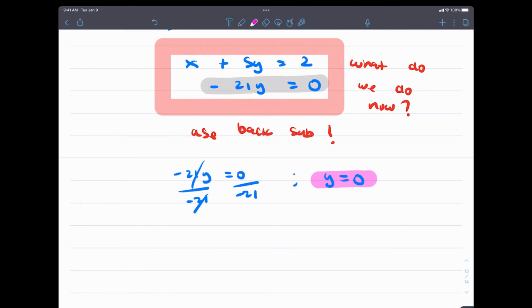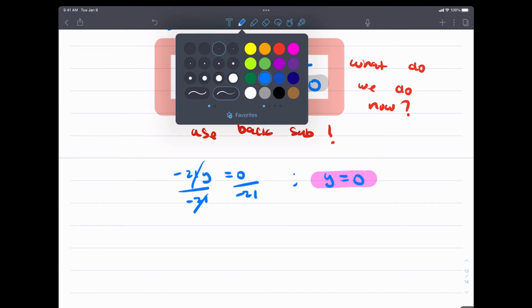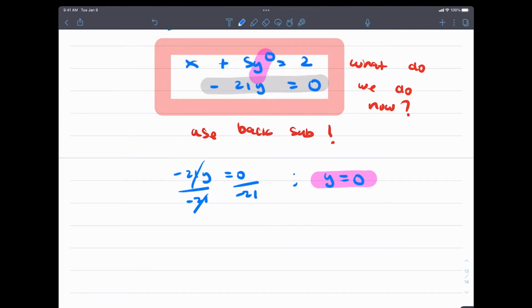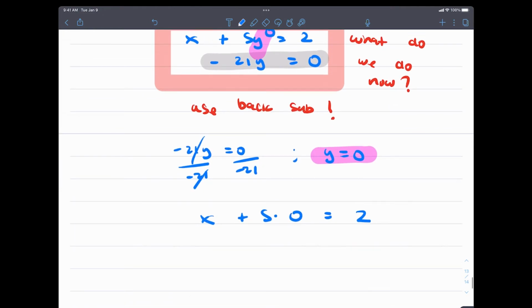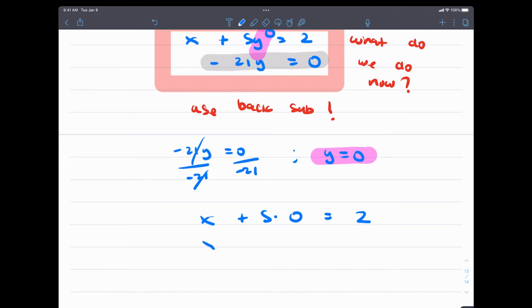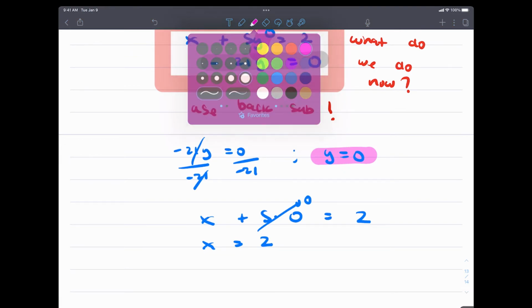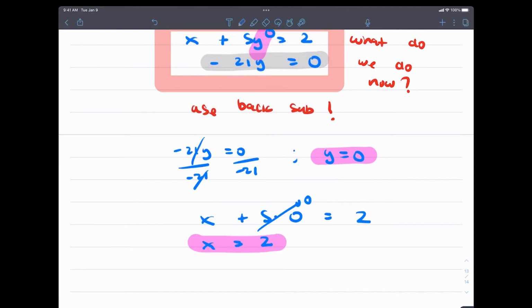What do I do with that y? I plug it back into the first equation. So that's x plus 5 times 0, and that'll equal 2. And you know what that means? Because this portion is 0, that means x is what? X is 2. And you found a solution, ladies and gentlemen. Final answer? X is 2, y is 0. You are done, ladies and gentlemen.